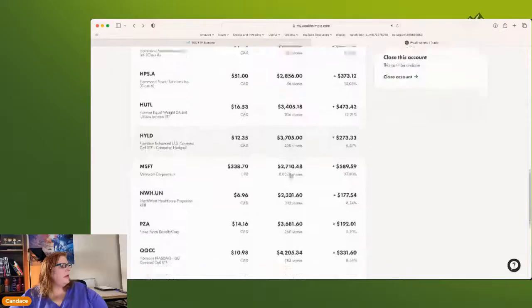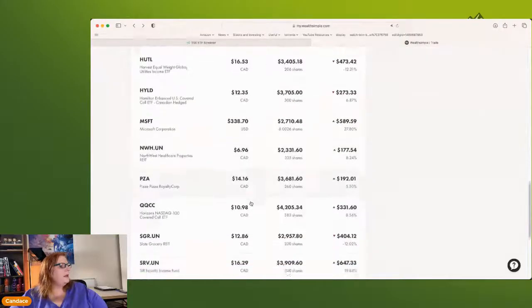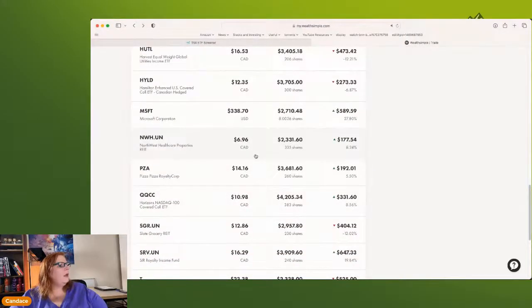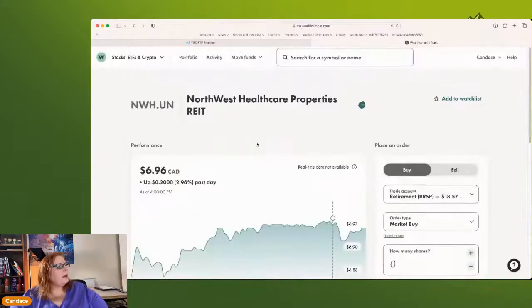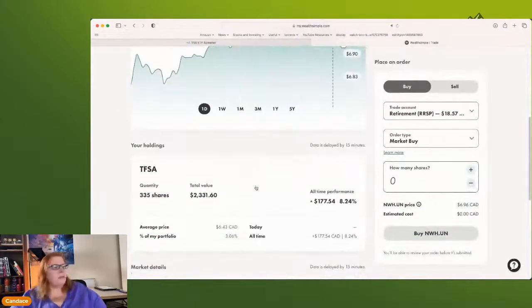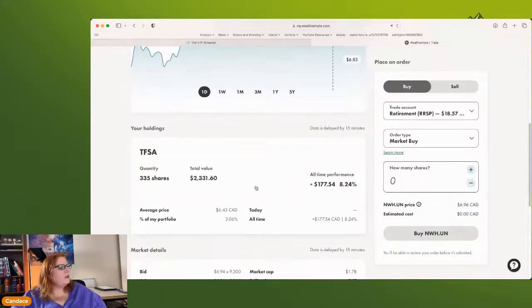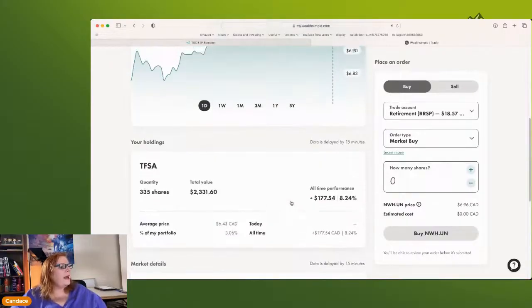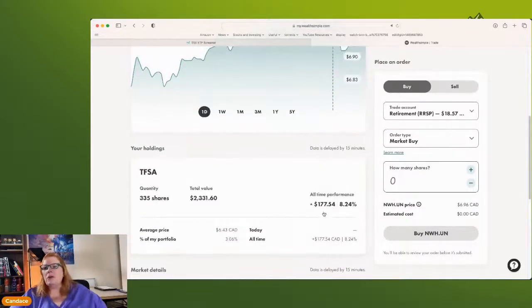HYLD, we already looked at. There's a REIT in there, Northwest Health. You remember, I did that. I'm just going to pull these up for a second because I did that little thing on Northwest Health. I did a deep dive on them the other day, and I was impressed. So I actually got in then at $643, and I'm already up $177. So that's not a bad little REIT.